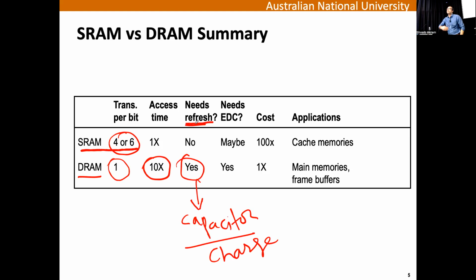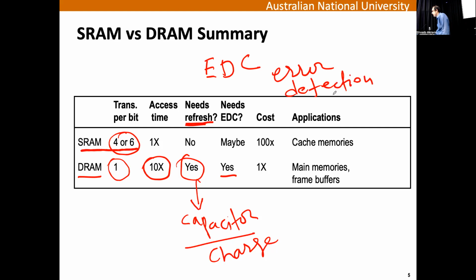Every 10 millisecond, every 20 millisecond, we need to refresh those capacitors. So there's a disadvantage of DRAM. It needs to be refreshed all the time. For the same reason, because if there's a particle strike, alpha particle strike, or if it's working in an environment where there's a lot of noise, DRAM needs special EDC support. EDC is error detection and correction. We typically don't need such support for SRAM.